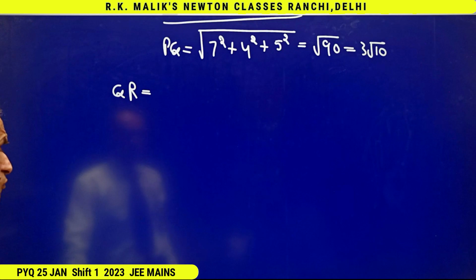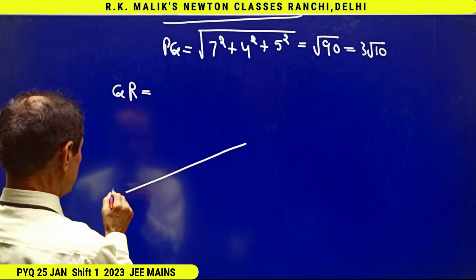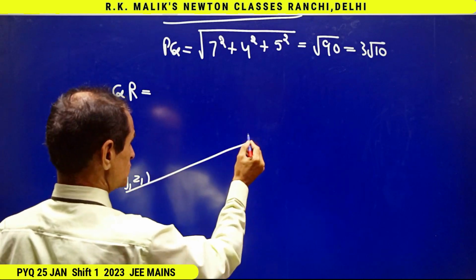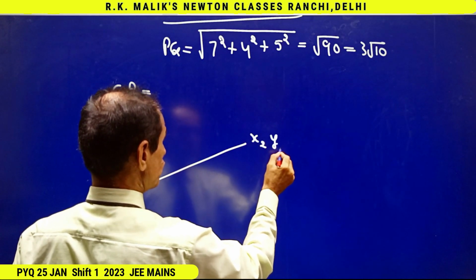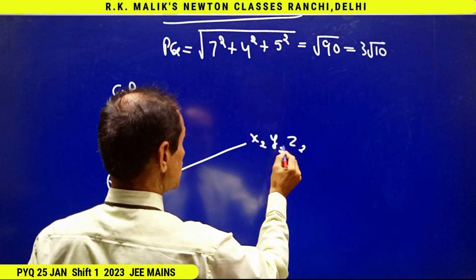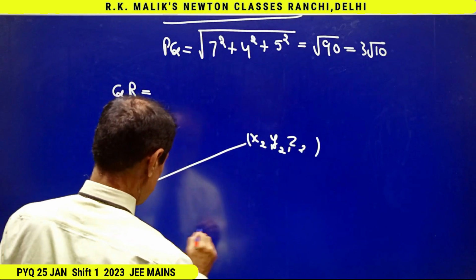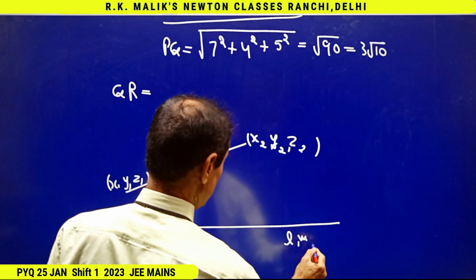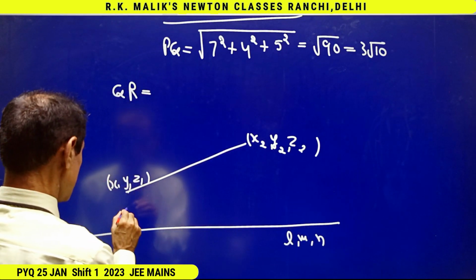And we know that if this is the point (x1, y1, z1), this is the point (x2, y2, z2), and this is the line having direction cosines l, m and n.